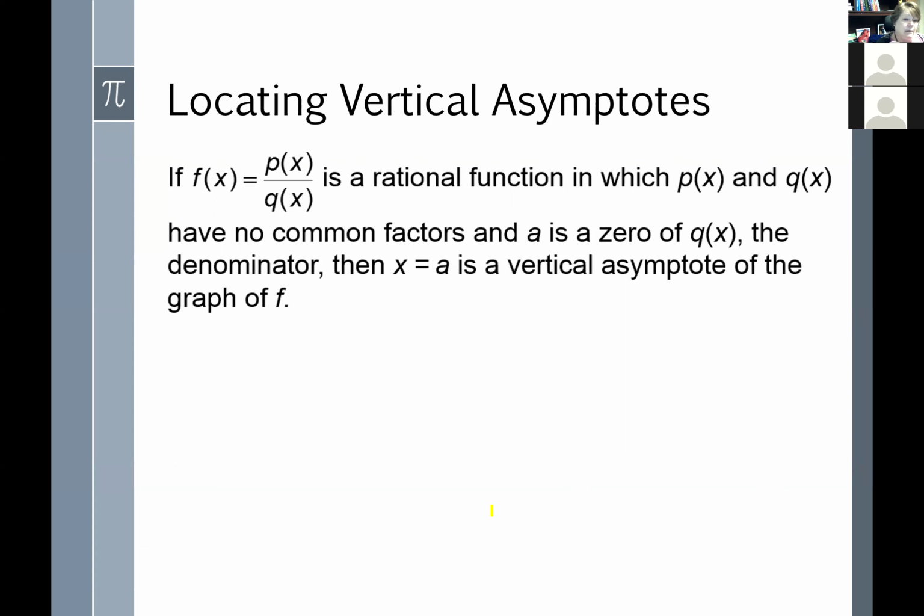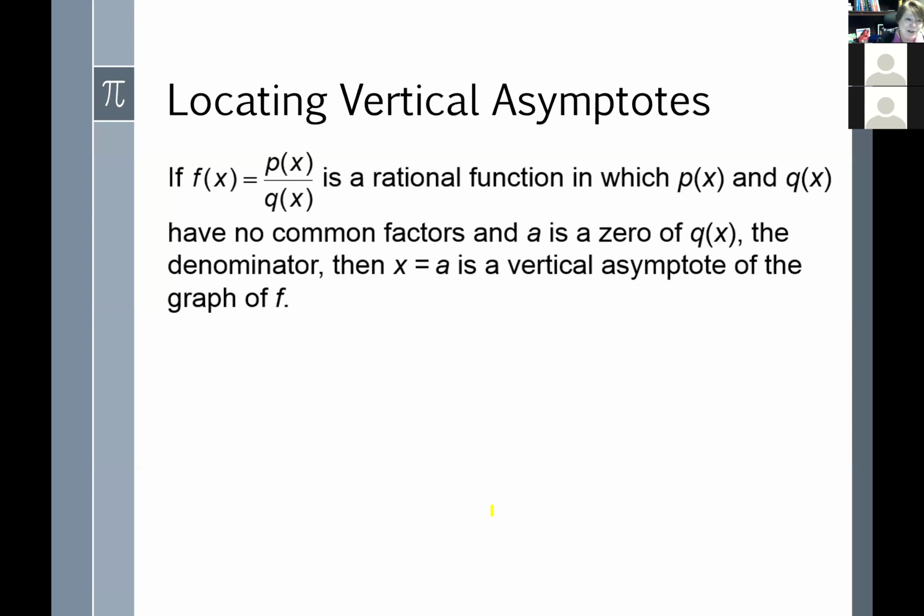Once it's in its reduced form, set the denominator equal to 0, and that gives you an asymptote. And that kind of makes sense, because denominators can't equal 0. So if you set the denominator equal to 0 and you get a value, something has to happen at that value, because the domain is not defined at that value.